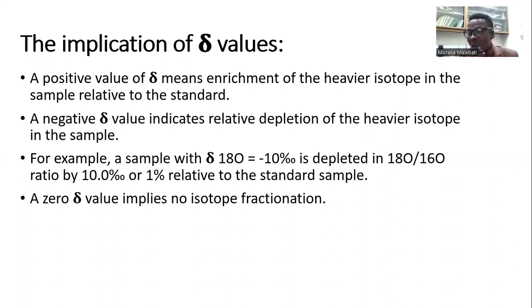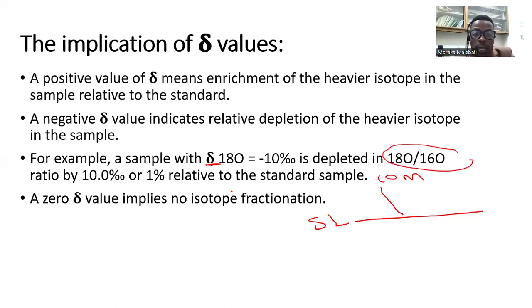But obviously, we always compare our result, because remember on that formula we have normalized everything to our respective standards. For example, internationally, for height, we always use the sea level as our standard. So it is with these isotope ratios. We always express them relative to the standard, which is why we say it's depleted by 10 per mil or 1 per mil relative to the standard sample. We always express our results relative to the standard.